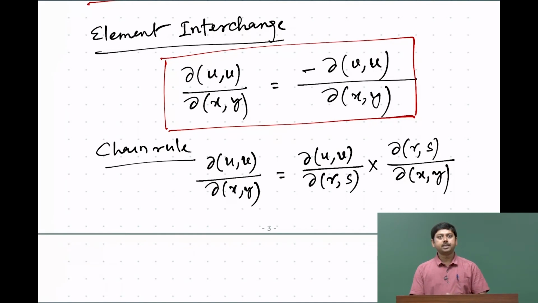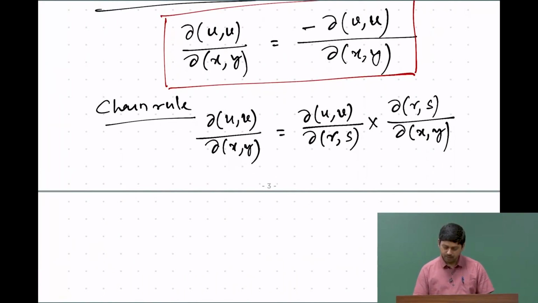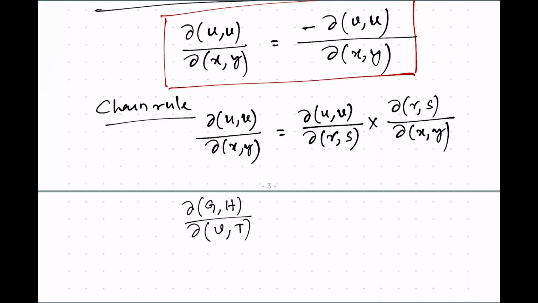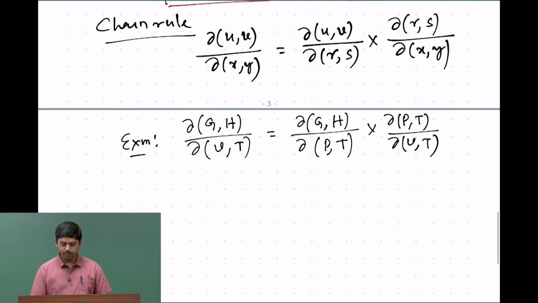So, often it may be necessary to introduce two more new variables, often it is, let us say, p t. So, I can give an example for that. Let us say we are trying to convert del g h by del v t. I can always write del g h by del p t multiplied by del p t by del v t. See, it is not necessary that you need to completely change both r and s, you can change one of them, and that is what we have done here. So, this is an example of the above chain rule.